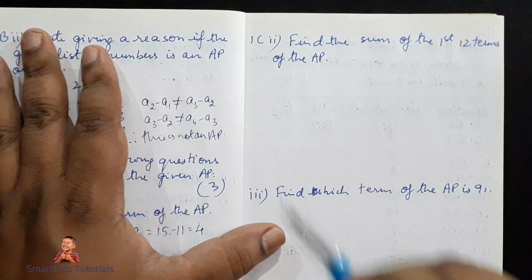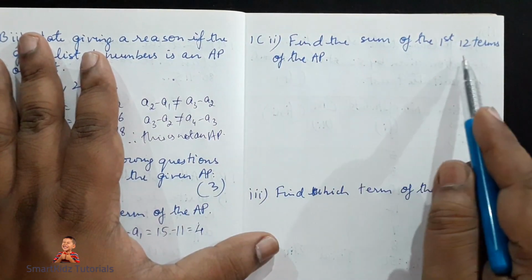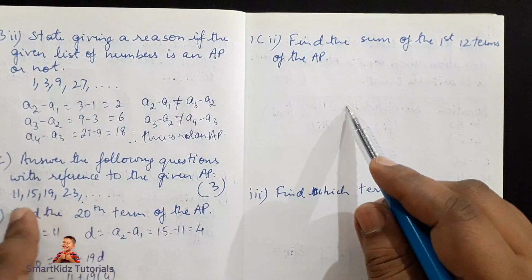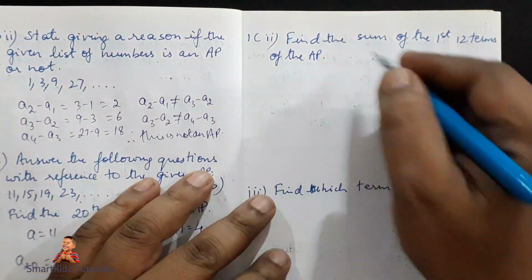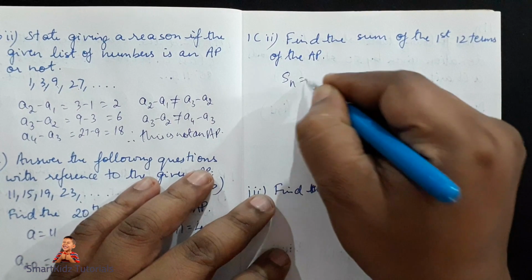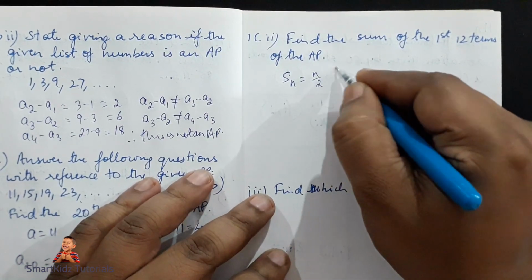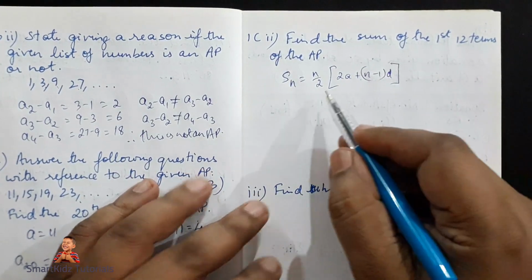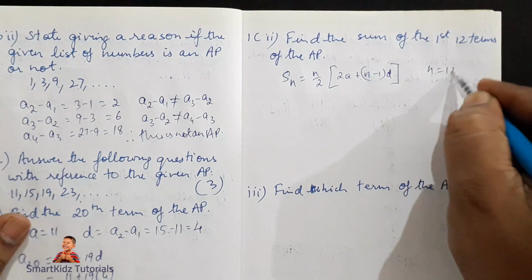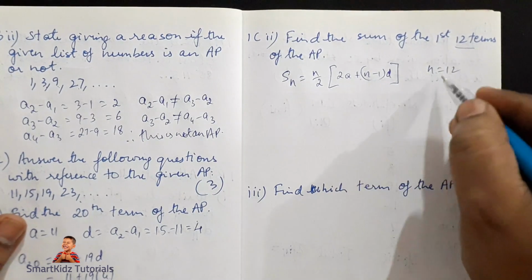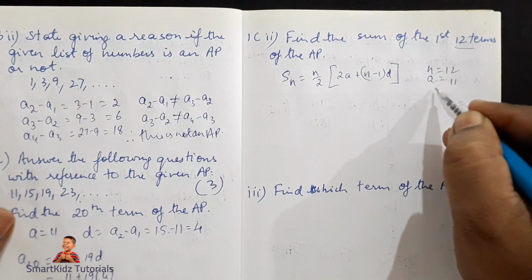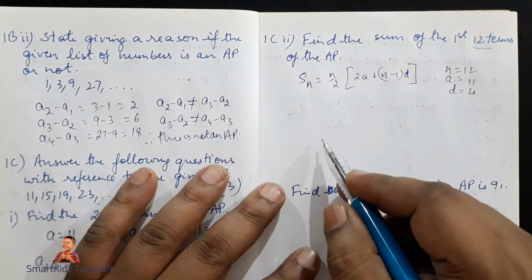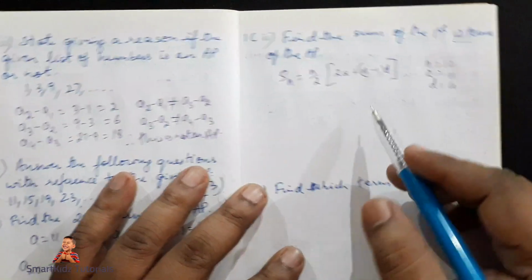Fine. Next question, 1C2. Find the sum of the first 12 terms of this arithmetic progression that you can see over here. Okay. So the formula is Sn equal to n upon 2 in brackets 2a plus n minus 1 into d, close the bracket. So n is the number of terms, so n is equal to 12 because we are asked for 12 terms. A we know as 11 and d we know it is 4. Let's substitute these values here and we should be able to get the sum of the first 12 terms.